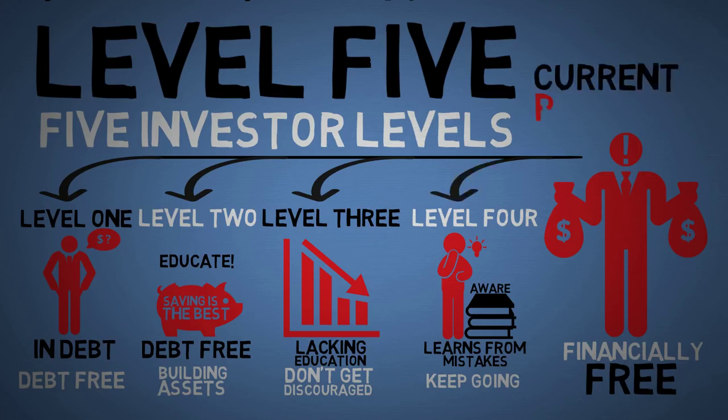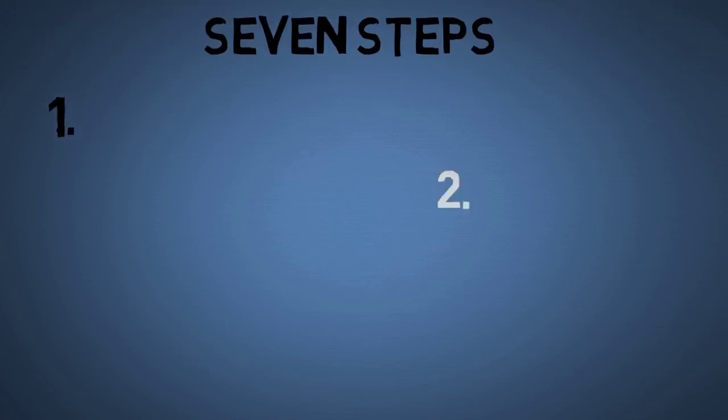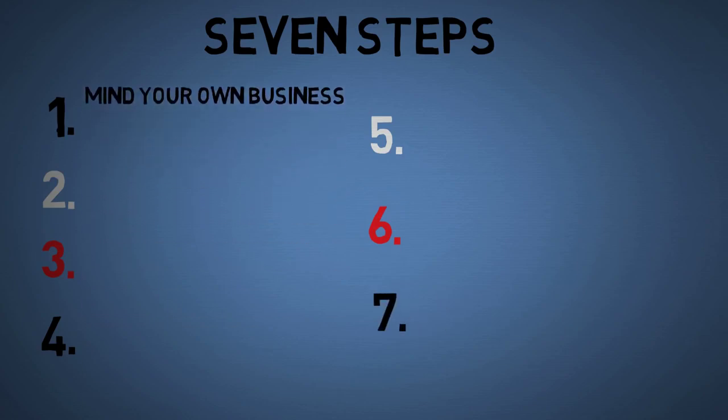We should be aware of the 5 levels and realize our current position. As a result, we can move up the ladder and reach our financial goals. Lastly, I want to give you Robert's 7 steps to moving from one quadrant to another and therefore reaching your financial goals. First up, mind your own business.